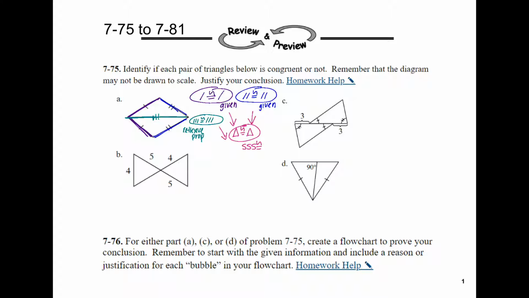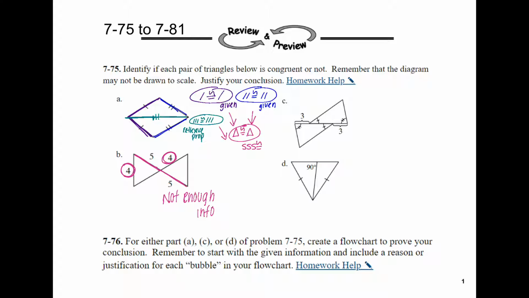Looking at example B, we have a triangle that has a length of 5 and a length of 5 in our second triangle. And then we see this side here is a length of 4, which doesn't appear to match with this 4 on this side. So we do not have enough information to conclude whether the triangles are congruent.